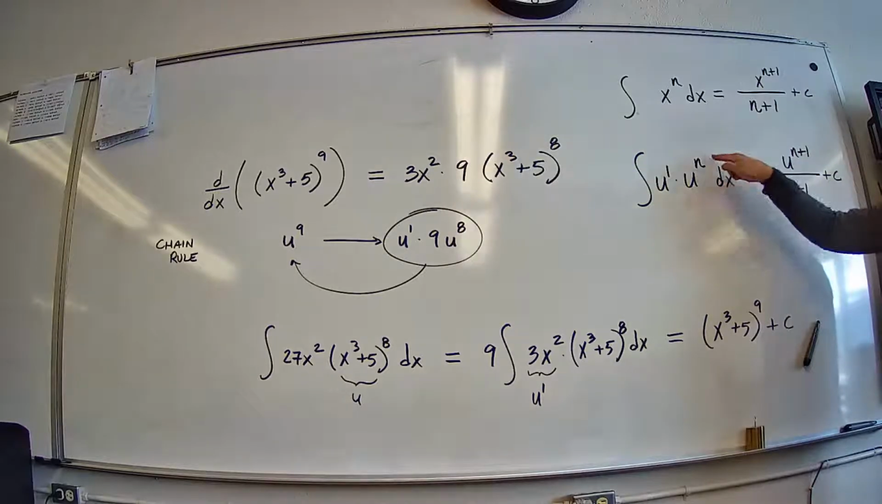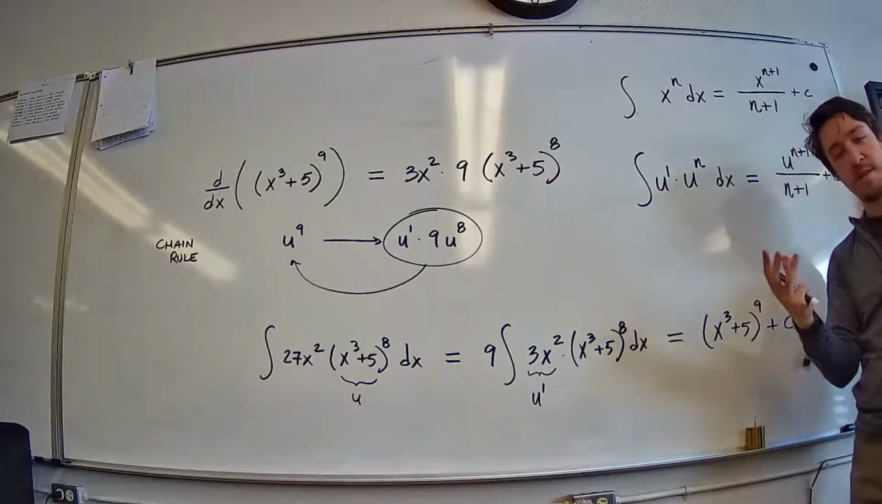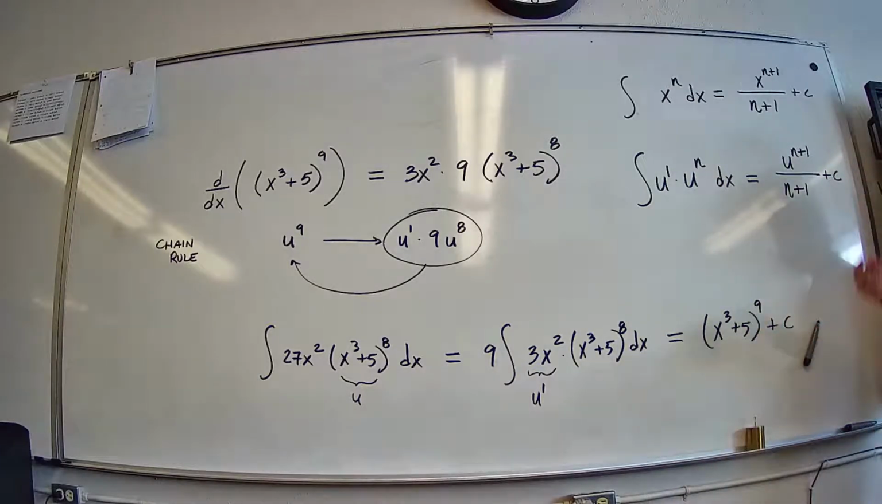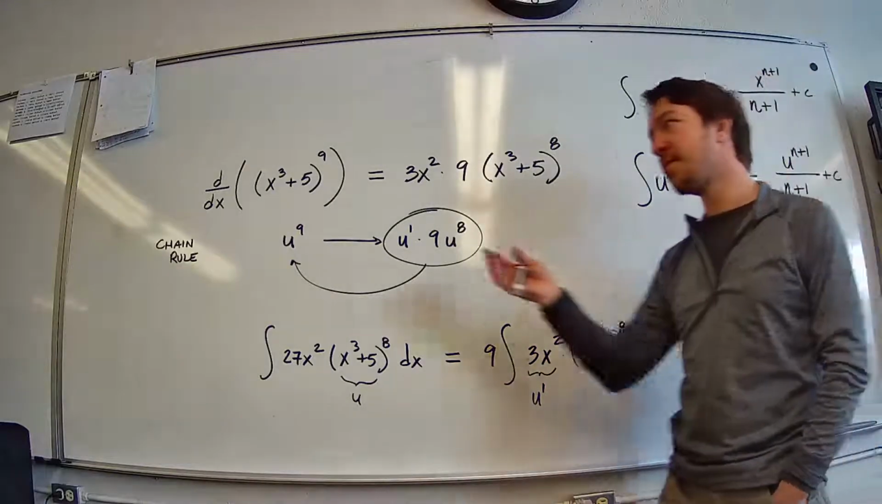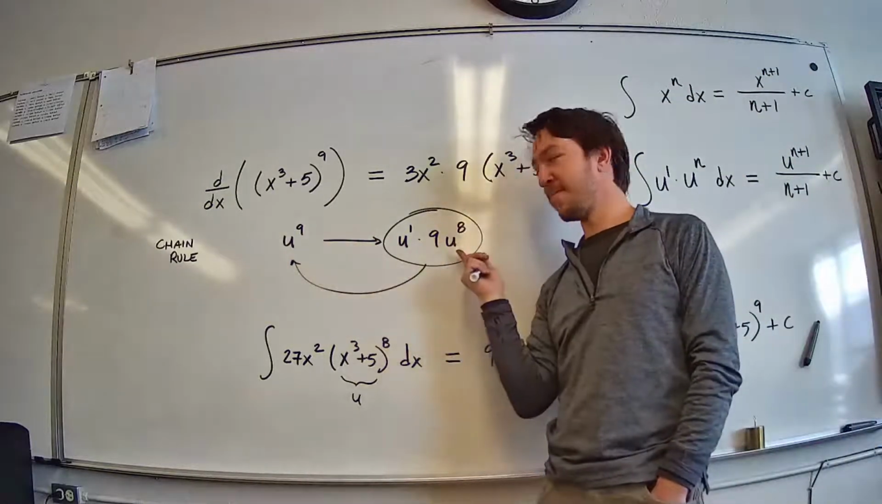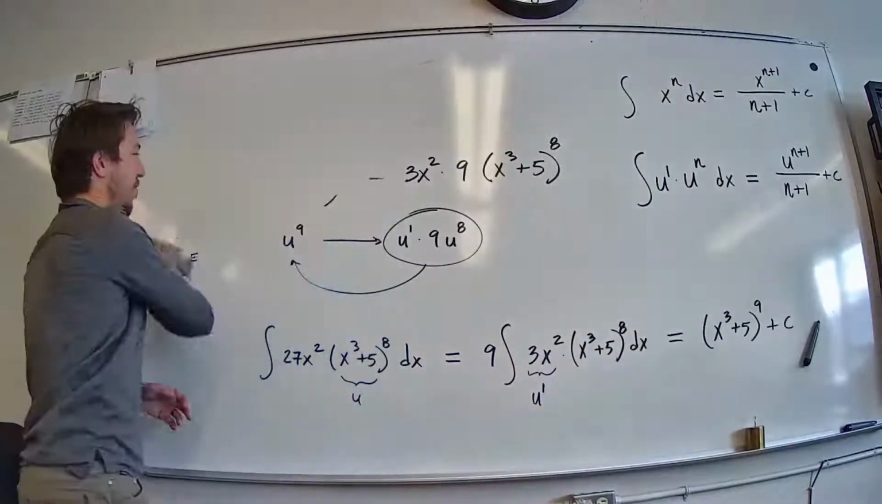Same thing happens if it's u to the n, but you just need this u prime there. And his purpose is to disappear. He needs to be there to disappear. That's nothing that crazy if you've already accepted this is true, because u prime appears when you take the derivative, so therefore he must disappear when you take the antiderivative. Let's do a few examples.